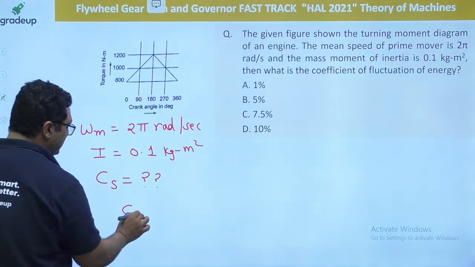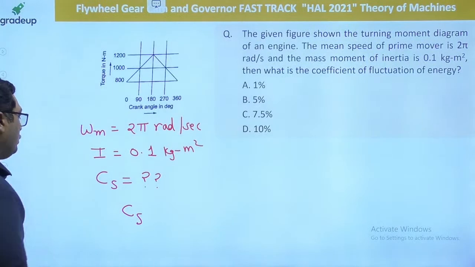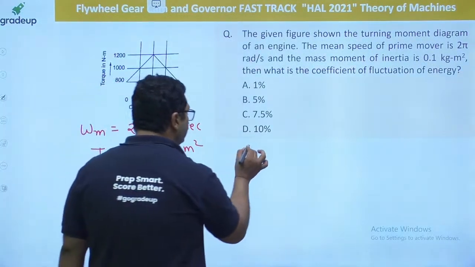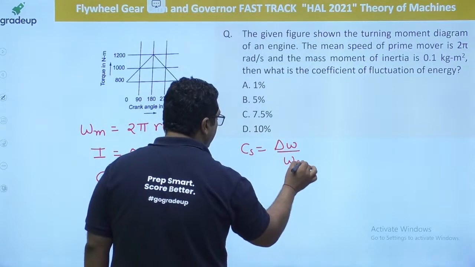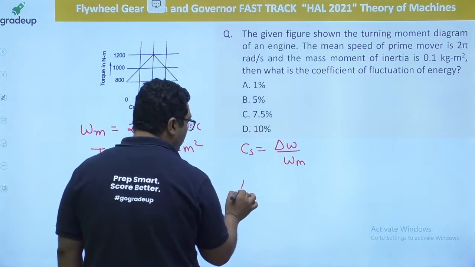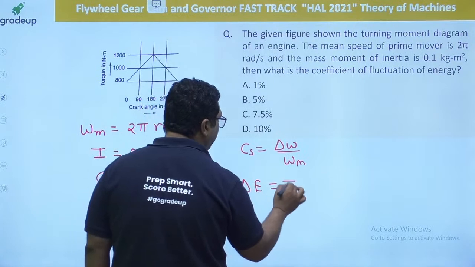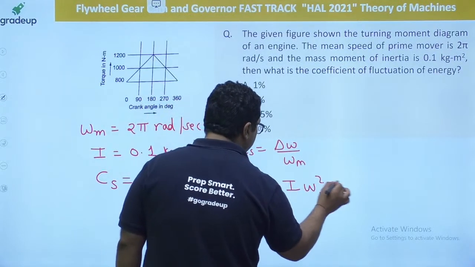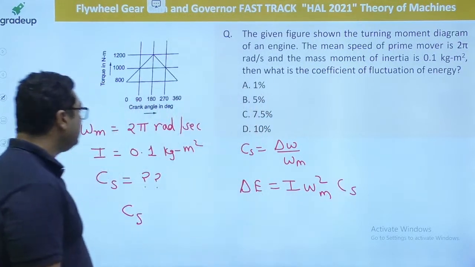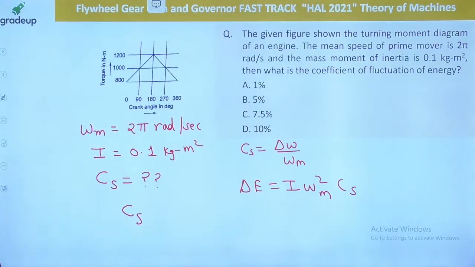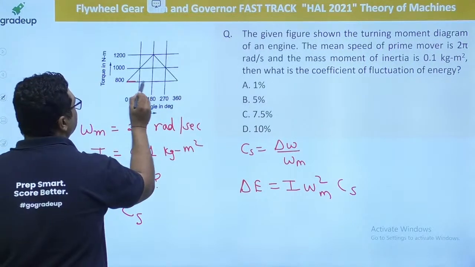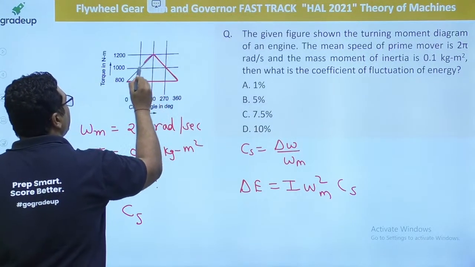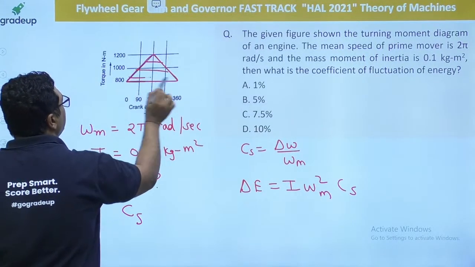You know CS, if you want to find it, there is a formula. CS is defined as delta omega by omega mean. And one more formula, you know, delta E is equal to I omega mean square CS. These are the ways. And if you want to find out delta E, then for that you first need to calculate the area under the T theta diagram. This is a triangle given.